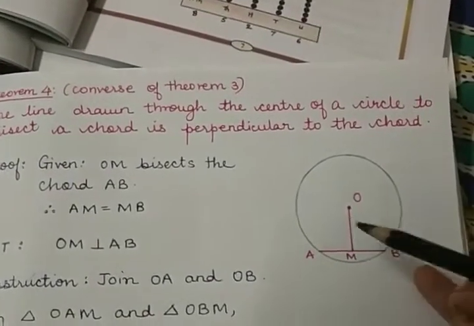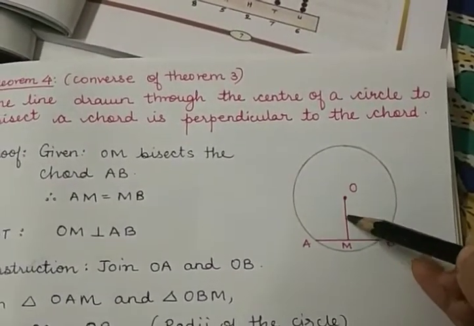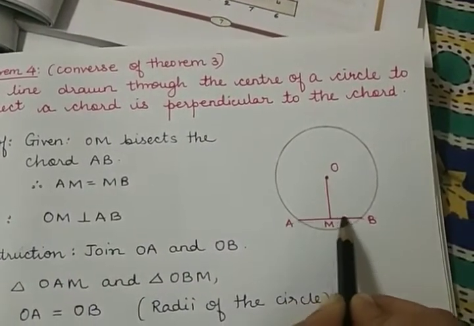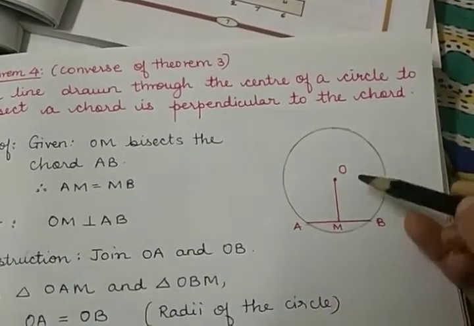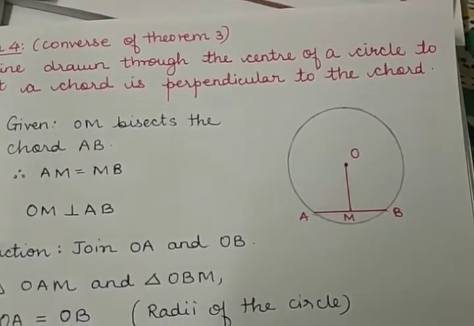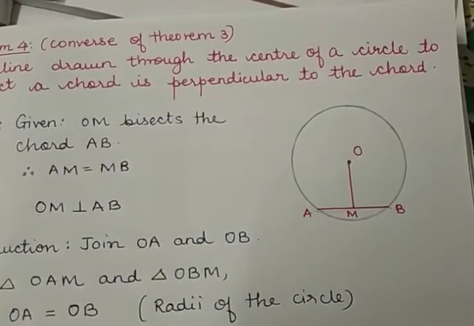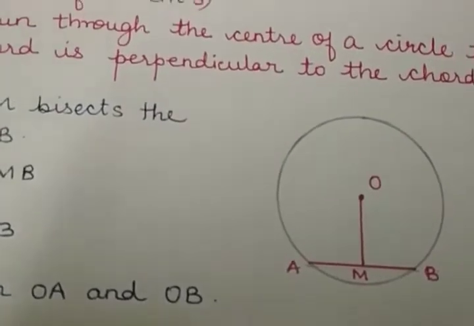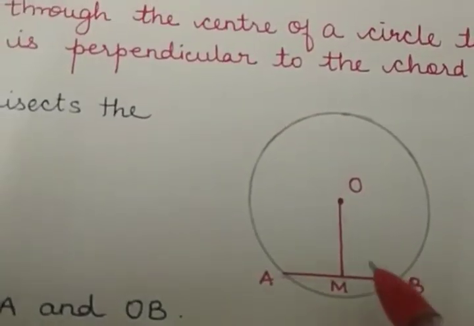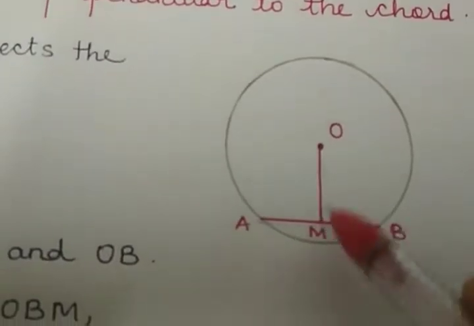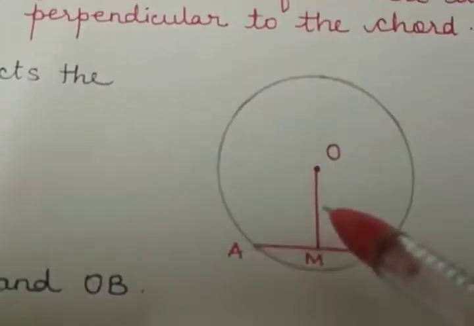Means what? If you draw a line in such a way that it bisects the chord, means it divides the chord into equal parts, then this line has to be perpendicular. Now how will you show that? If you want to show that, you have to show that this angle is 90 degrees. If this angle is 90 degrees, then you know it is a perpendicular.